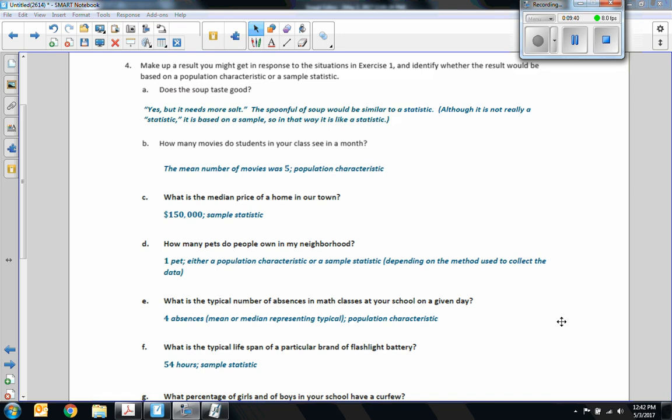Okay, if you lived in a rural area, you could ask everybody, that'd be population. If you lived in a city and there were high rises and you could not possibly go to every single apartment, then you would use a sample. E, what is the typical number of absences in math class at your school on a given day? And if the answer was, say, 4 absences all day in all 2 or 3 classes, then mean or median representing typical, that would be a population characteristic, because you would ask every single teacher in your school.